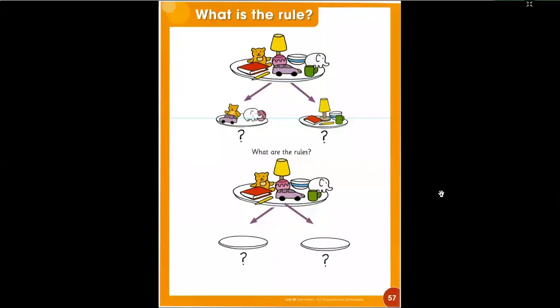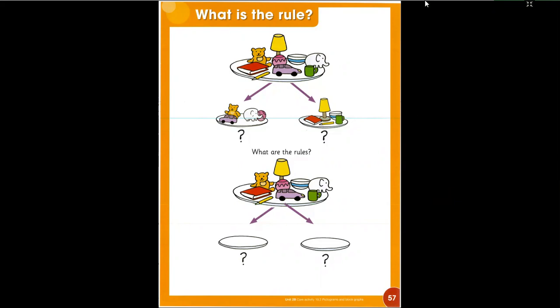Okay, the name of our topic is what is rule? In this lesson we are going to learn different ways in which we can use, organize, and present our data.